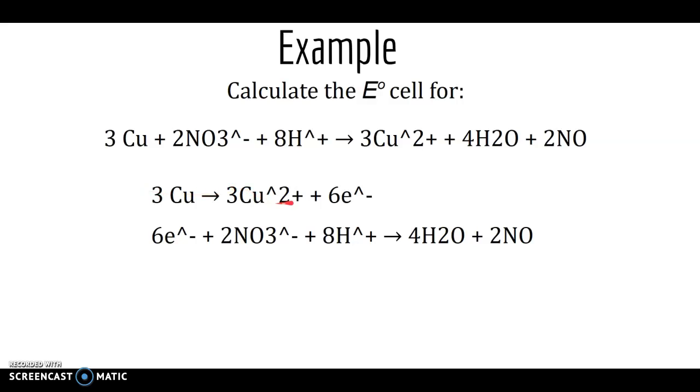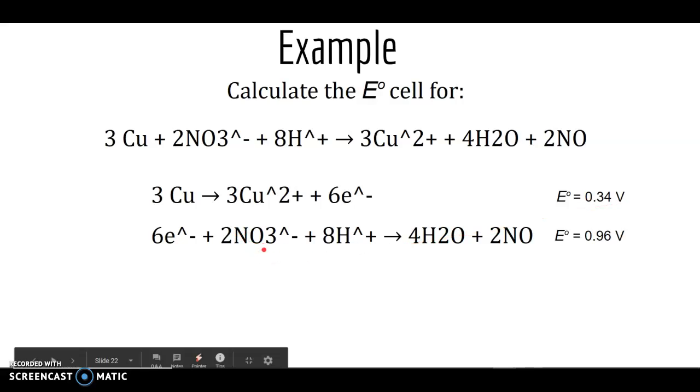We should find them on our table of standard reduction potentials of half cells. If we do that, Cu has an E0 value of 0.34 volts, and 2NO3- plus 8H+, which is also the same as, let me find it, NO3- plus 4H+, gives it an E0 value of 0.96 volts.